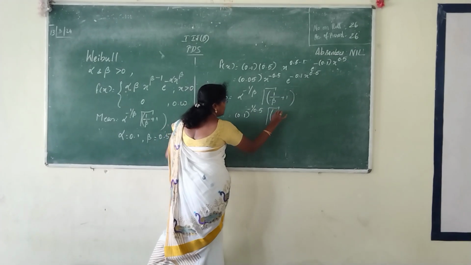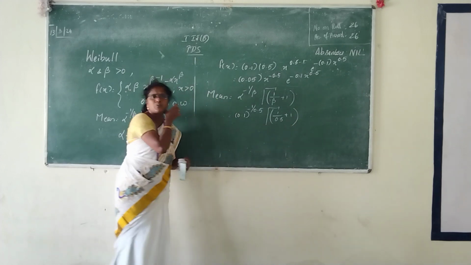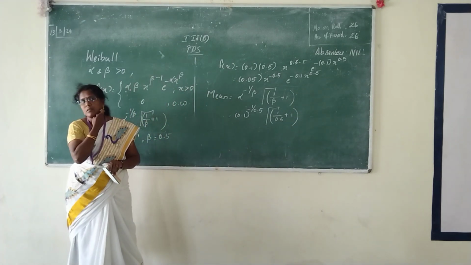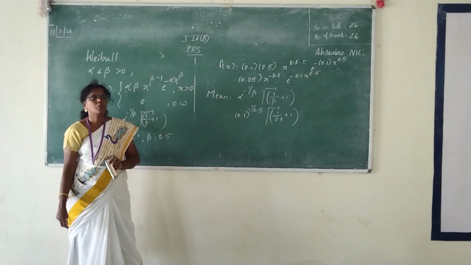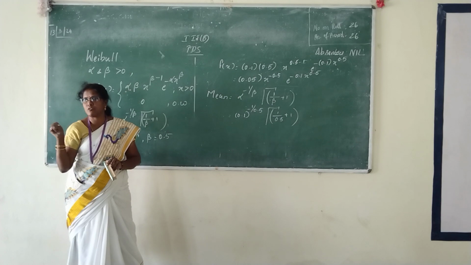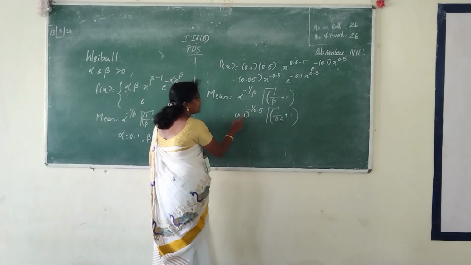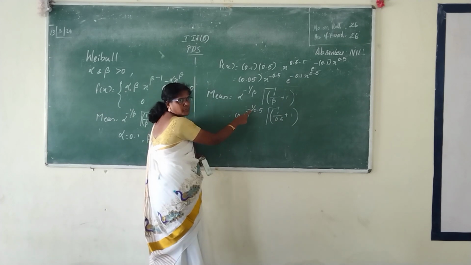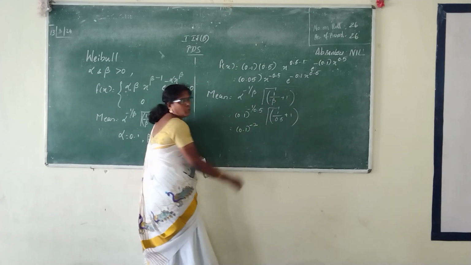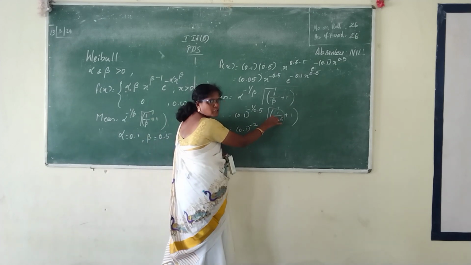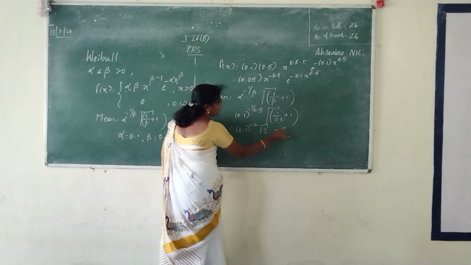Gamma of 1 by 0.5 plus 1. What is 1 by 0.5 actually? Actually 0.5 is 1 by 2, so 1 by 0.5 is nothing but 2. So this will be 0.1 the whole power minus 2. What happened to this 1 by 0.5? That will be 2. What is 2 plus 1? 3. So it will become gamma 3. Simplify and get the answer.